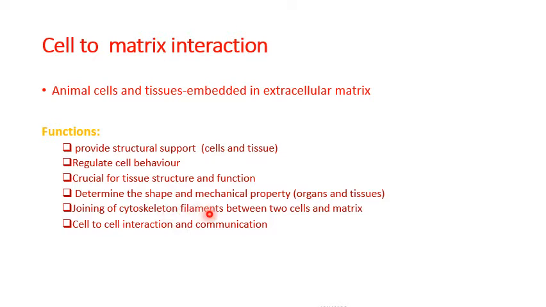Joining of cytoskeleton filaments. Cytoskeleton filaments are present inside the cell. The joining of the cytoskeleton filaments between two cells or from the cells to the matrix is also done by the cell to matrix interaction, and also cell to cell interaction and communication. The communication between the two cells plays a very important role, which can also be done by the cell to matrix interaction. They provide a mechanical property to the matrix.